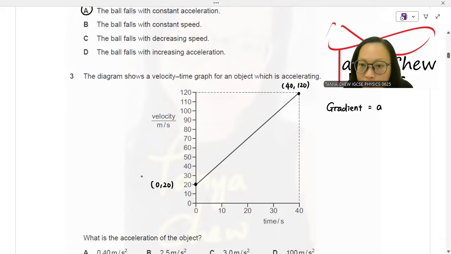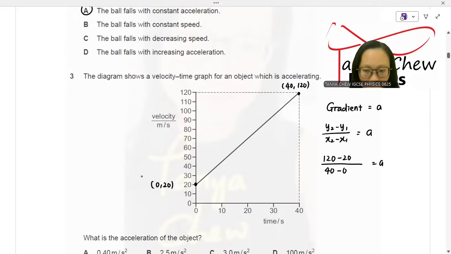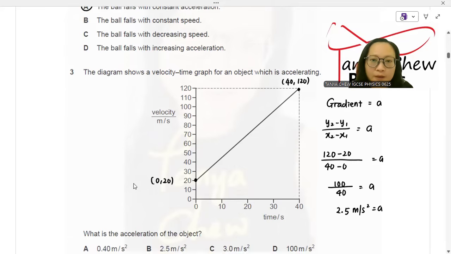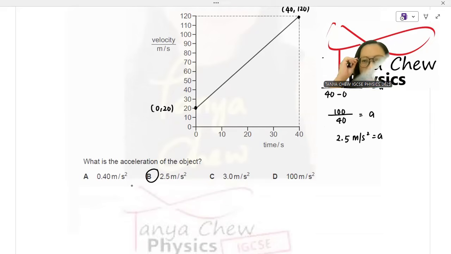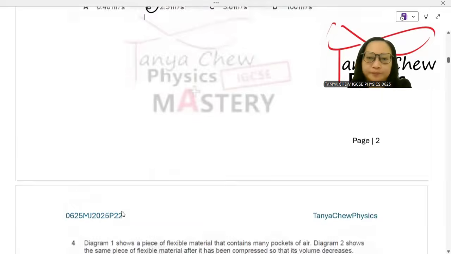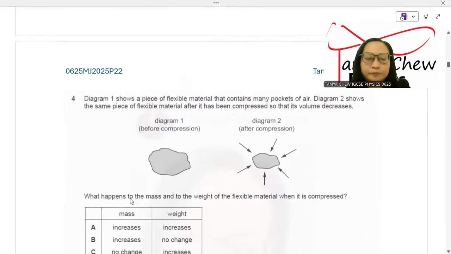So the gradient, still remember how we find it: y2 minus y1 over x2 minus x1, which is equal to your acceleration. So I take 120 minus 20 divided by 40 minus 0. This is 100 divided by 40, which is acceleration. Acceleration is equal to 2.5 meter per second squared. The answer is B.